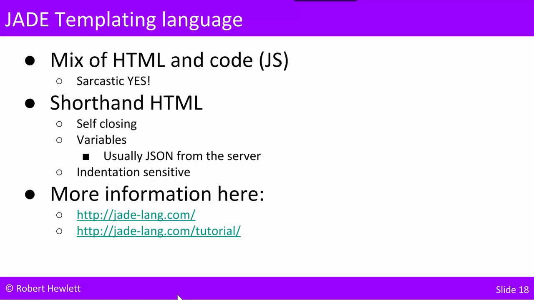And you can find a lot more information at the JADE site, jade-lang.com, and the tutorials. Tutorials is actually probably the better place to start. But basically, we can shorthand HTML because we don't have to do closing tags and we don't have to have all the angle brackets. We can mix code when we need to. So if we have to loop and process a bunch of data, we can do that right in the JADE. And all of that mix of code and HTML will get translated into pure HTML and then sent to the browser for us.